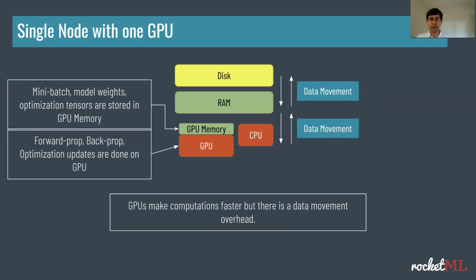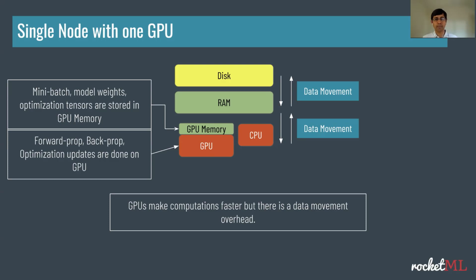So the next level in hardware is single node with one GPU. When we're talking about single node with one GPU, you have the GPU, which constitutes GPU memory and GPU cores, right? So it has its own memory. And in this case, the mini batch, model weights, and optimization tensors are generally stored in GPU memory. And GPU memory is, in the majority of cases, far less than the amount of host RAM that you can get on a single machine. So GPU memory is another component we added in this hardware configuration.